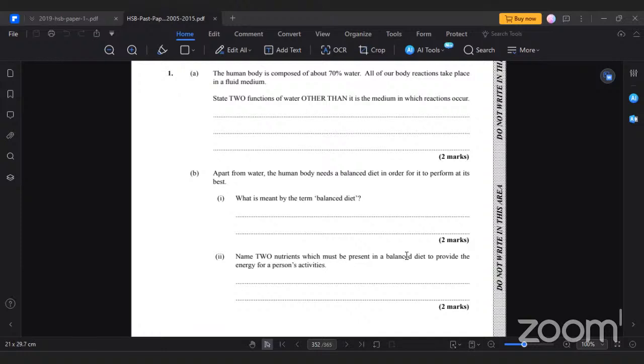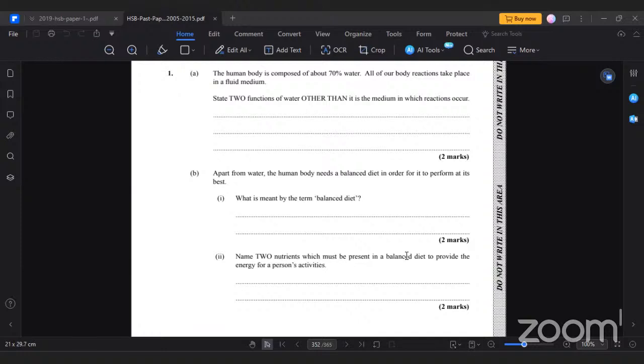We move on to B, where I'm seeing MXL suggested that a balanced diet consists of all the food groups. A balanced diet does indeed consist of all the food groups, but there's one more part that you need to add for you to get your 2 marks. So a balanced diet consists of all the food groups in their correct proportions, and to be a little bit clearer, in their correct proportions per individual. So MXL might require more protein than Rapid JA might require.